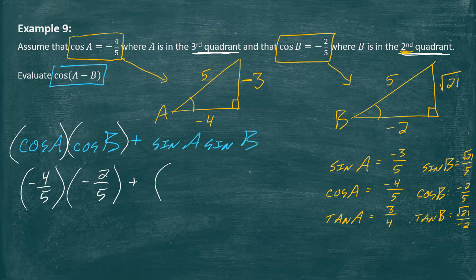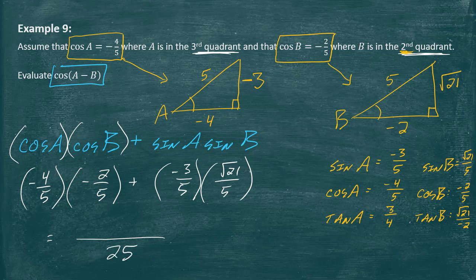Added with the sine of A, which I identified as -3/5. And then sine of B, which I identified earlier as square root of 21 over 5. Now it looks like I have 5 times 5 as a common denominator with both of these, which is nice. That's just going to turn into 25 on the bottom. Now let's figure out what each of the parts in the numerators would be. So -4 on top times -2 would be +8 from the first product. I've got my plus sign, and then it's -3 times the square root of 21, which is really just something I'd squish together.